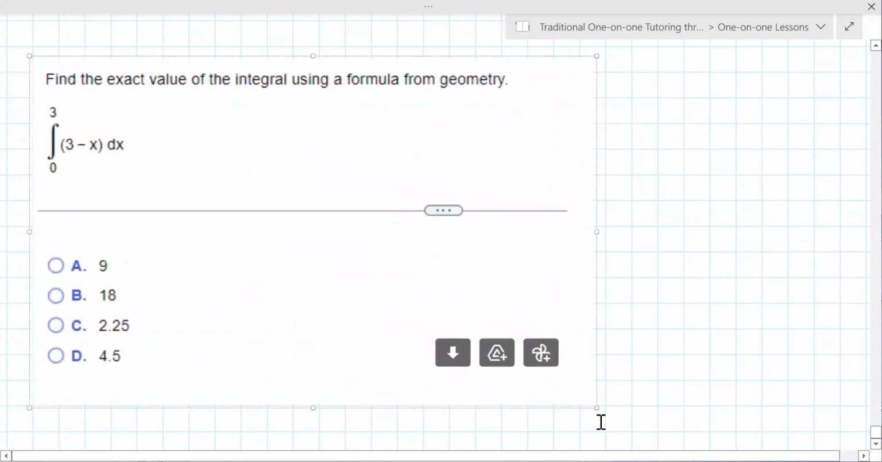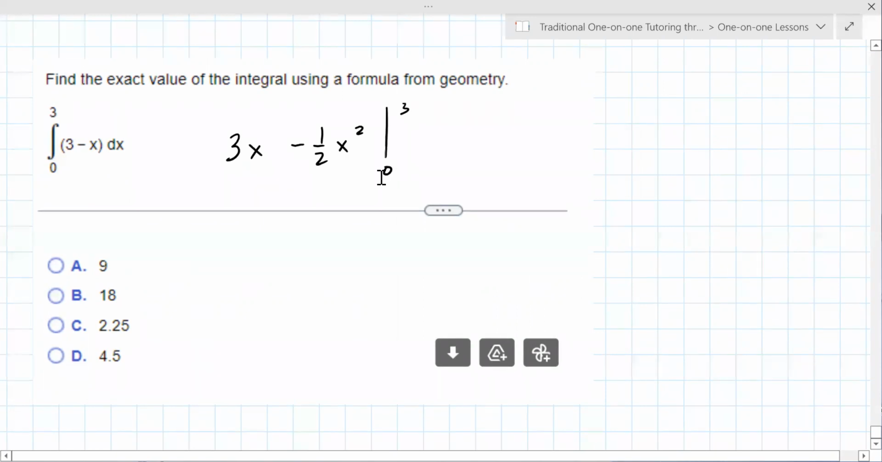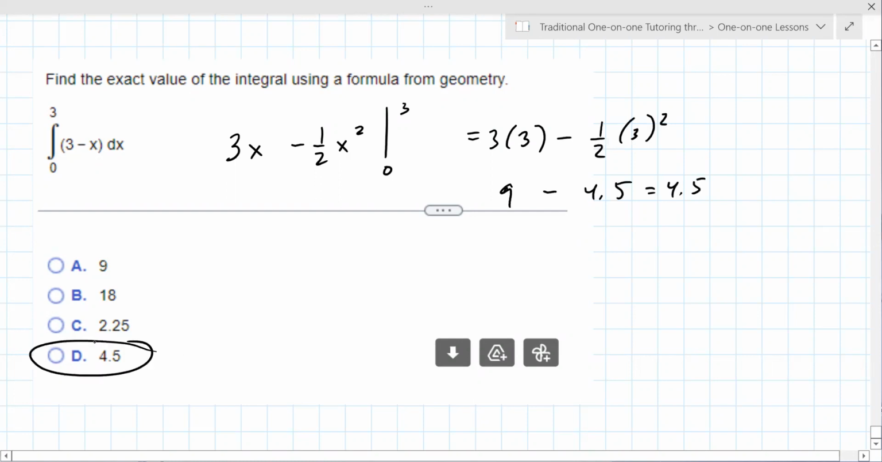All right, so it says find the exact value of the integral using formula from geometry. We don't need to do that. We're going to find the antiderivative and we're going to evaluate at the two endpoints. So whenever you have a polynomial, when you evaluate at 0, it's always 0. So this is 3 times 3 minus 1/2 times 3 squared. So it's 9 minus 4.5, which is 4.5. So just using the power rule, antiderivative, plug in your endpoints, and you get the answer.